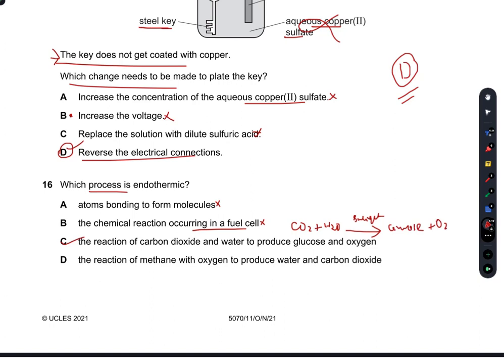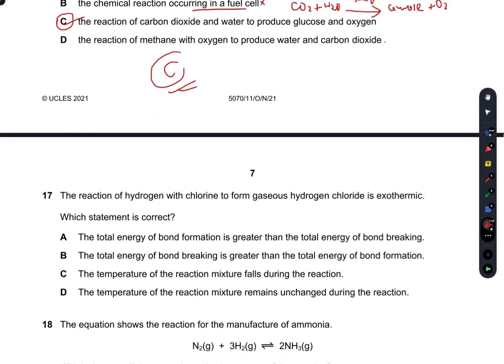The reaction of methane with oxygen to produce water and carbon dioxide, this is combustion, and combustion always releases energy. Combustion is exothermic. So C is the right option. The reaction of hydrogen with chlorine to form gaseous hydrogen chloride is exothermic. So energy is released. Which statement is correct? The temperature of the reaction mixture falls during the reaction. No, the temperature of the reaction mixture increases. So C and D are incorrect.